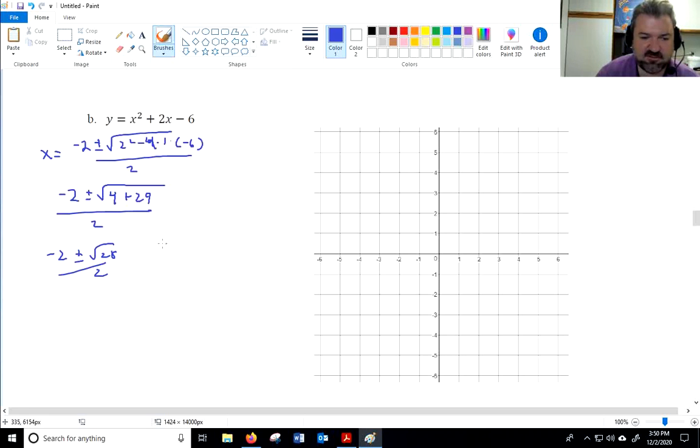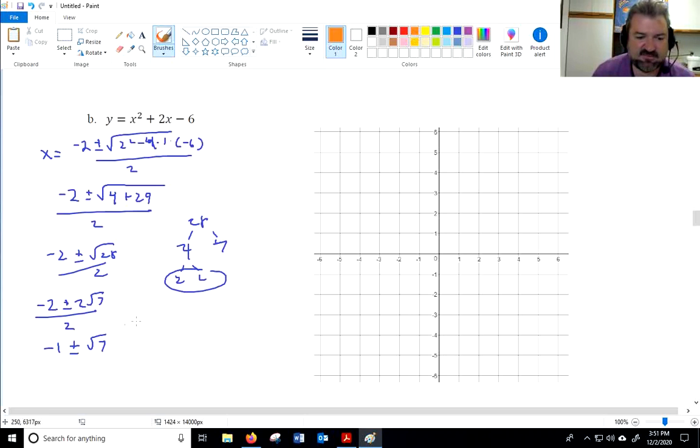Hey, we've seen this before. 28 is 7 times 4, which is 2 times 2. So I get to pull out a 2. So this is going to be negative 1 plus or minus the square root of 7.